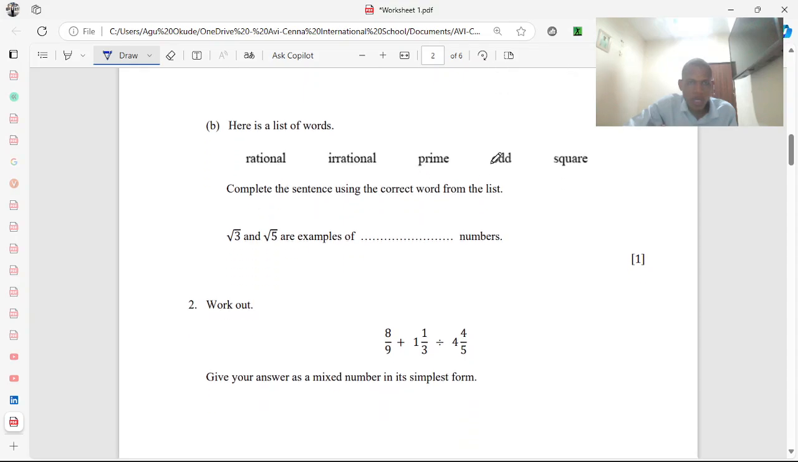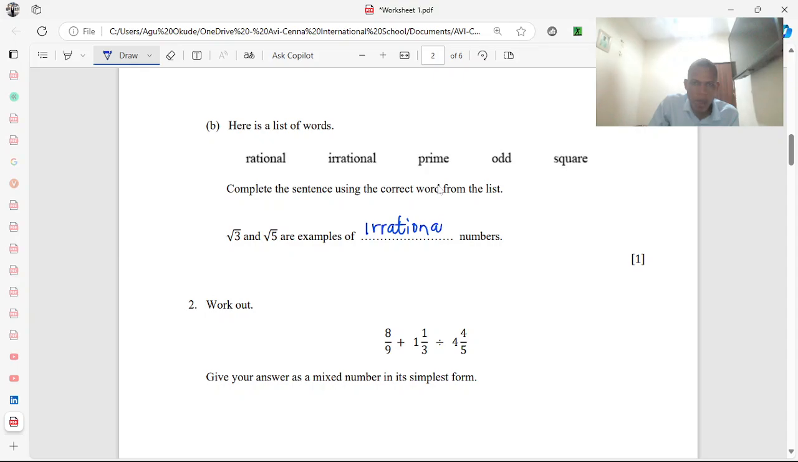Now let's go to b. Here's a list of words: rational, irrational, prime, odd and square. Complete the sentence using the correct word from the list. I have square root of 3 and square root of 5 are examples of dash numbers. Now the answer is irrational numbers. So these numbers are irrational numbers.